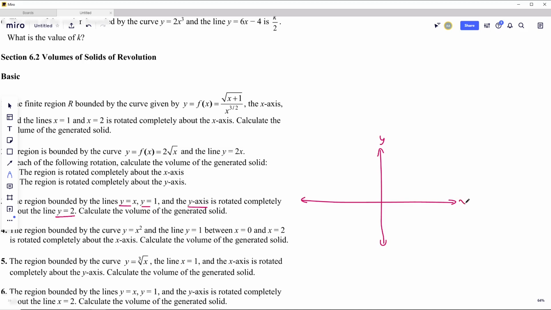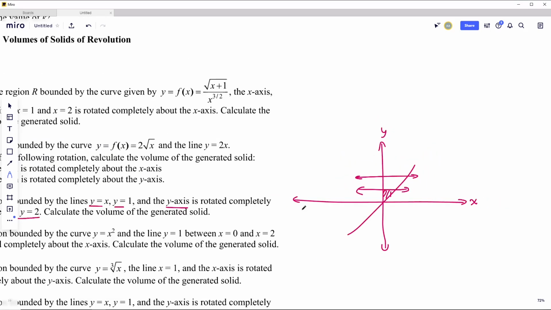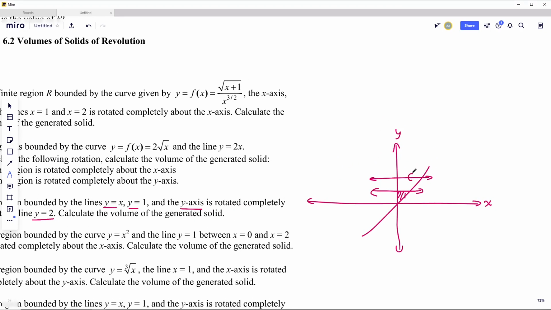But anyways, y equals x. You can fix that a bit. And y equals 1. y equals 2, something like that, roughly. And this is our bound region. So y equals x, y equals 1, and the y-axis. So somewhere here. And what else? This is our line of revolution.